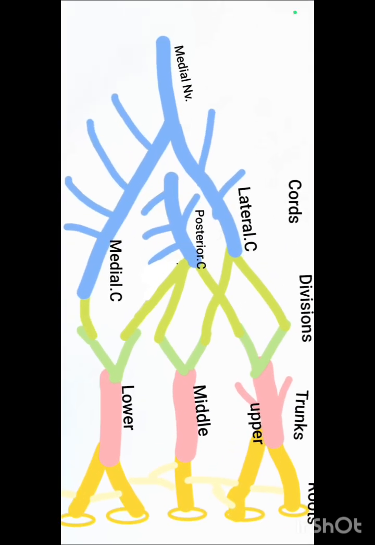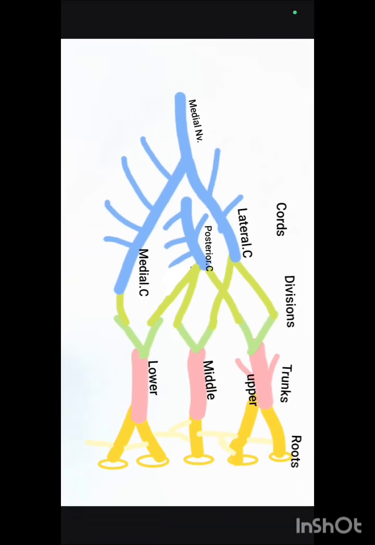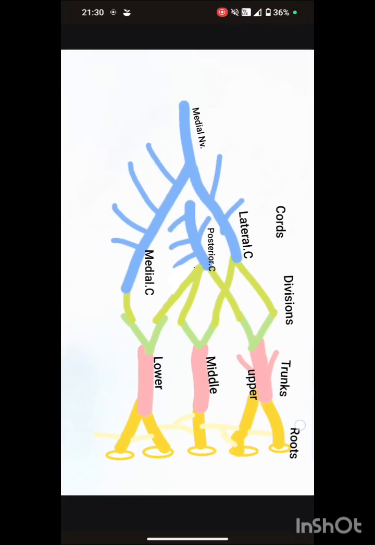And the blood supply of the brachial plexus is by the vertebral artery and thyrocervical trunk with its branches. The suprascapular and transverse cervical arteries supply blood to the brachial plexus. These are very important to the brachial plexus. That's all about the blood supply. And I guess I covered almost everything.